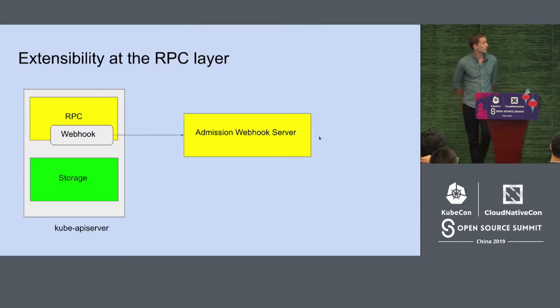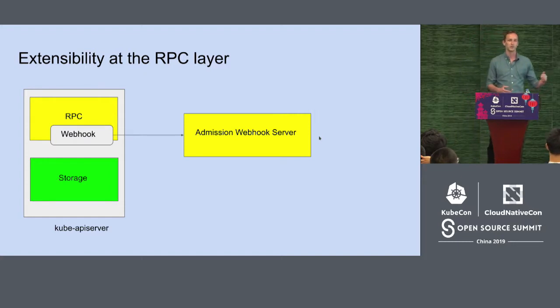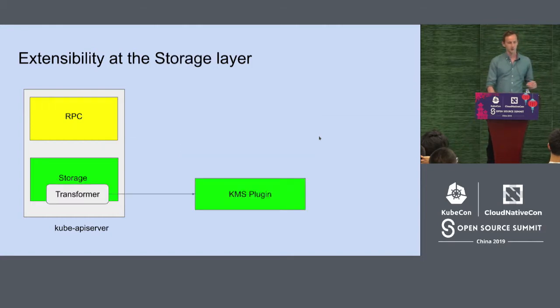At the RPC layer, Kubernetes provides you with extensibility in the form of webhooks. So you may have heard about admission webhooks. The idea is pretty simple. You just provide some custom piece of logic that is injected in the path of all of the objects to traverse the API. The same thing at the storage layer is provided by transformers. So KMS plugin is an example of a transformer, but the idea is the same. You inject some custom logic that sits in between your objects as they come in and out of etcd.